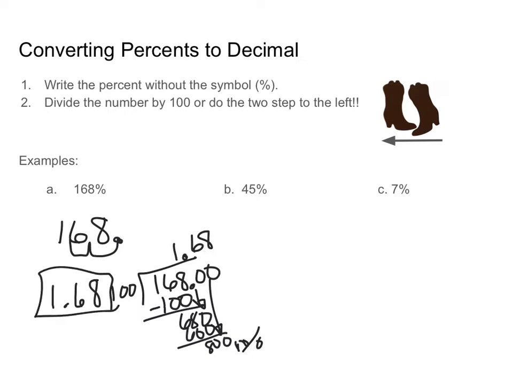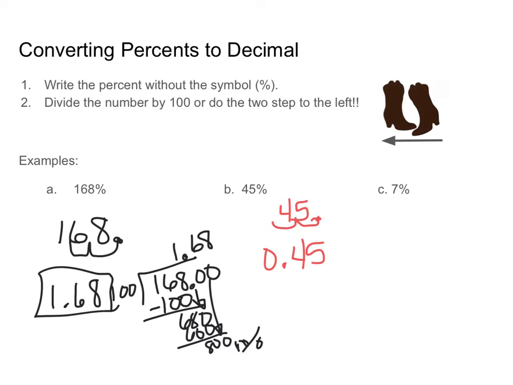So when you're doing dividing by 100, your mental math is just to move the decimal 2 times to the left. So let's do letter B. So letter B is 45%. So again, you're going to write it as 45. The decimal is at the end. Do the 2 steps to the left. And then you have your answer, which is 45 hundredths.